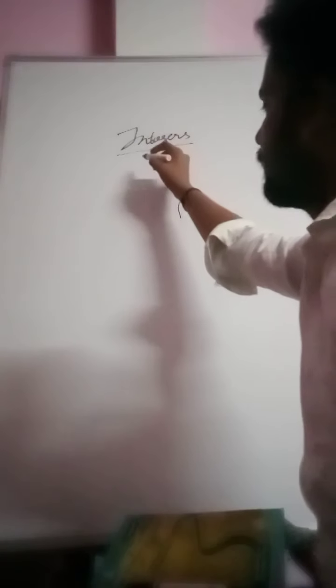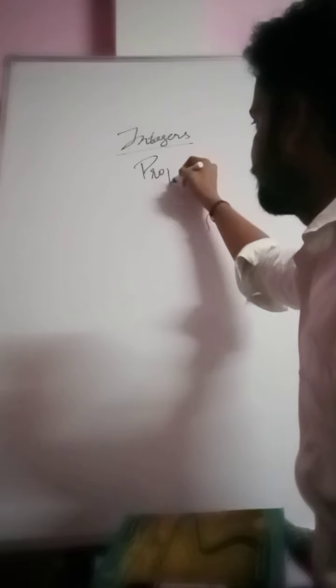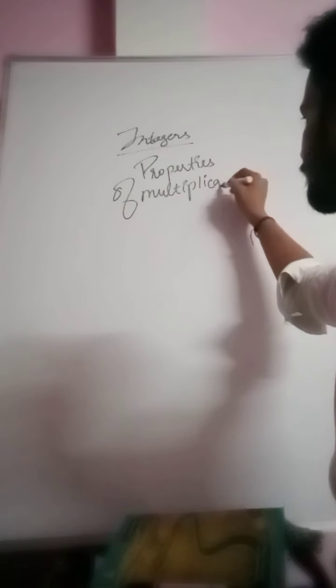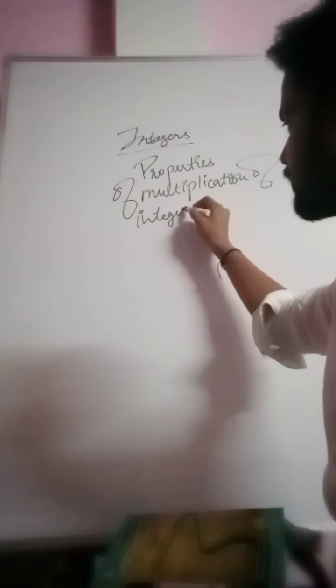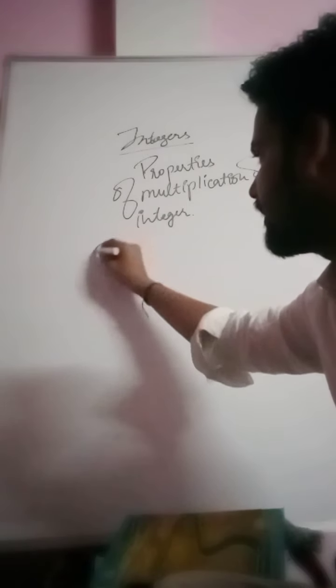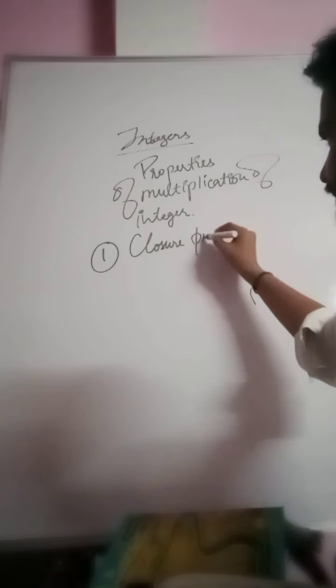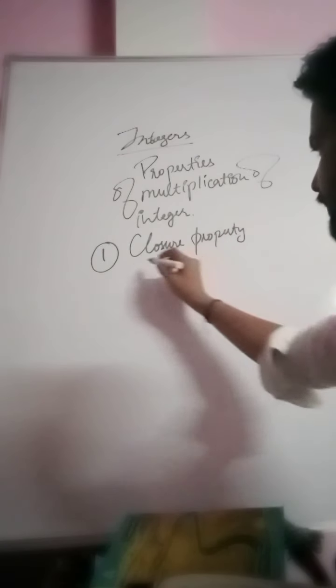So let's understand the properties now. Properties of multiplication of integers. Okay. As we have done the properties of integers for addition and subtraction, in the same manner we are going to understand the properties for multiplication of integers also. So the first property that we have to see is closure property. You must be remembering what that is. In closure property, what do we see?